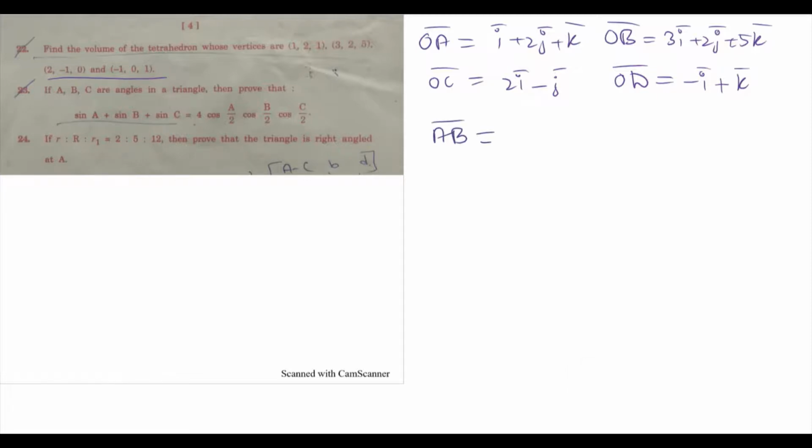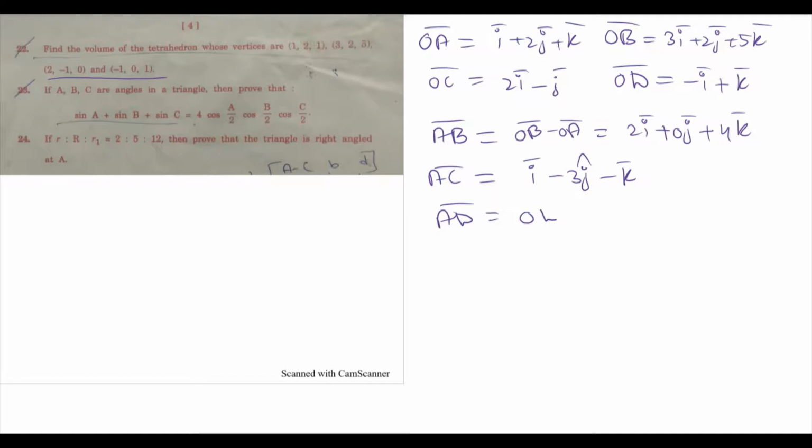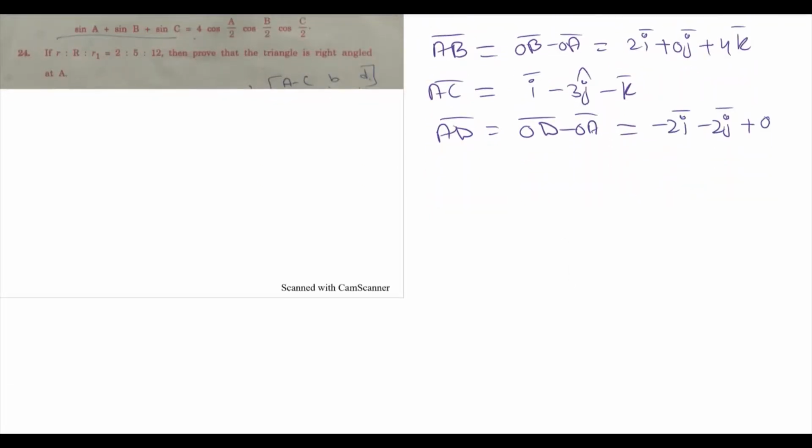AB bar will be OB minus OA, that equals 2i bar plus 0 into j bar plus 4k bar, and AC bar equals i bar minus 3j bar minus k bar, and AD bar equals OD minus OA bar, that equals minus 2i bar minus 2j bar plus k bar minus k bar, which is 0. So these are the 3 vectors now.